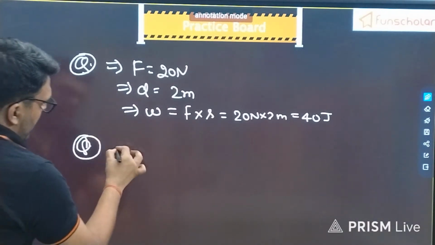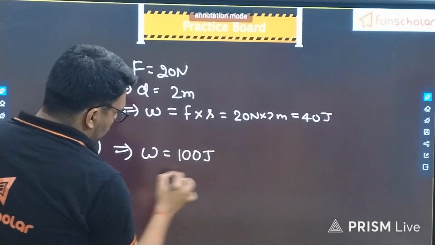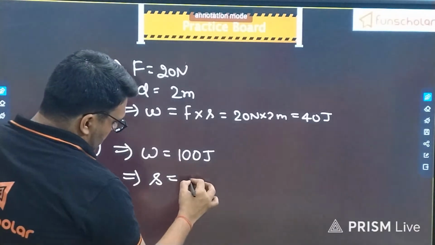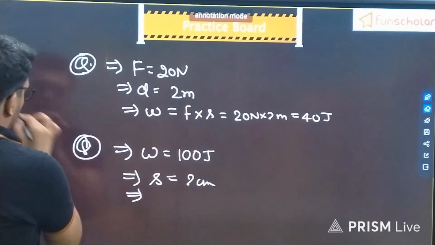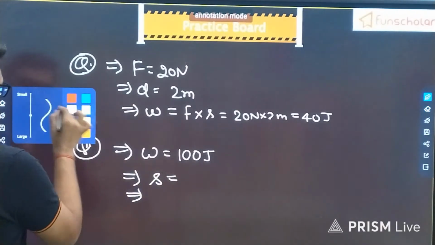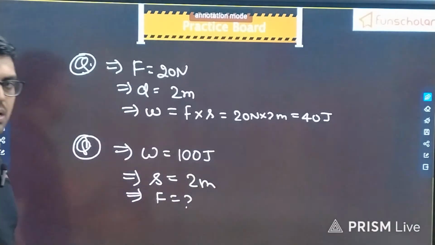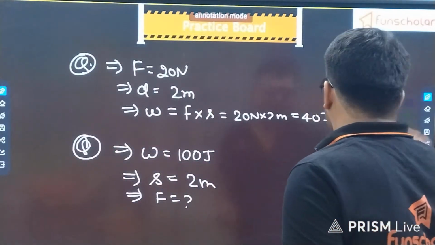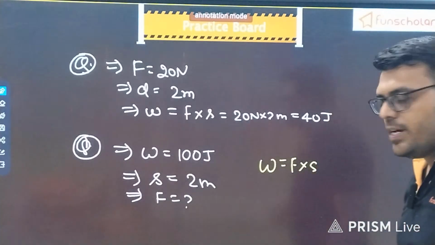Now we have been given that the work done is 100 joule. We have been given that displacement is, let's say, 2 meter. First I want you to solve this one. Displacement is 2 meter, calculate the force. So out of 3 quantities, we have been given 2 quantities. So what will you do? You will write the formula, work is equal to force into displacement.